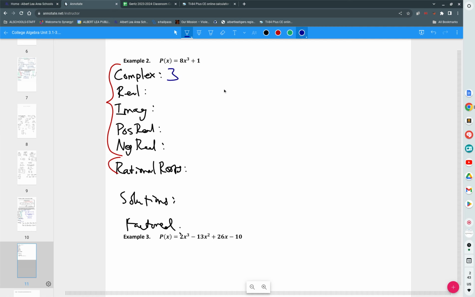There are 3 complex solutions. I look for positive real. I see that there are no positive real. There should be 1 negative real. That means that there is 1 real solution. So how many imaginary will there be? There are for sure 2.